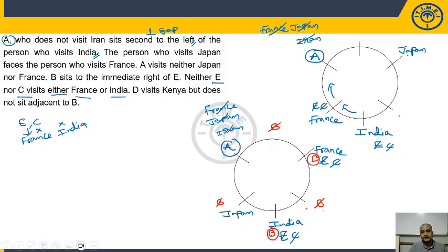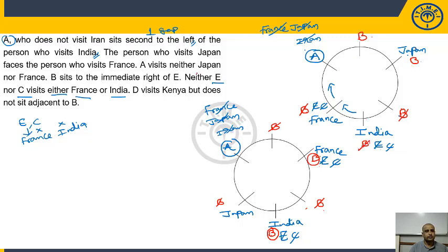Next, in this case, can I take B here? No, B has to be immediate right of E, but E cannot be here. Can I take B here? Yes, it is not violating anything. Can I take B here? Yes, B is immediate right of E. Can I take B here? No, it is already A. Can I take B here? No, B would be immediate right of A. Can I take B here? No. If I take B here, it has to be immediate right of E, but E is not from France. So again we have two projections in this diagram too.